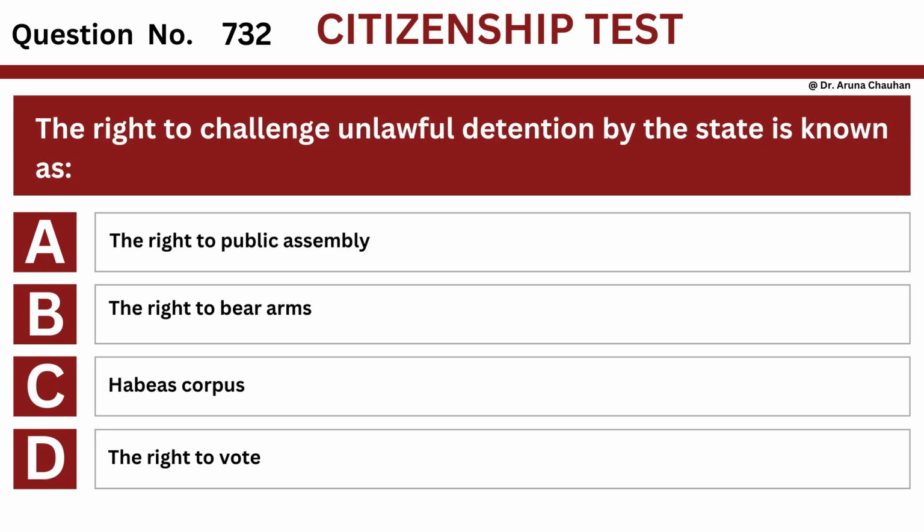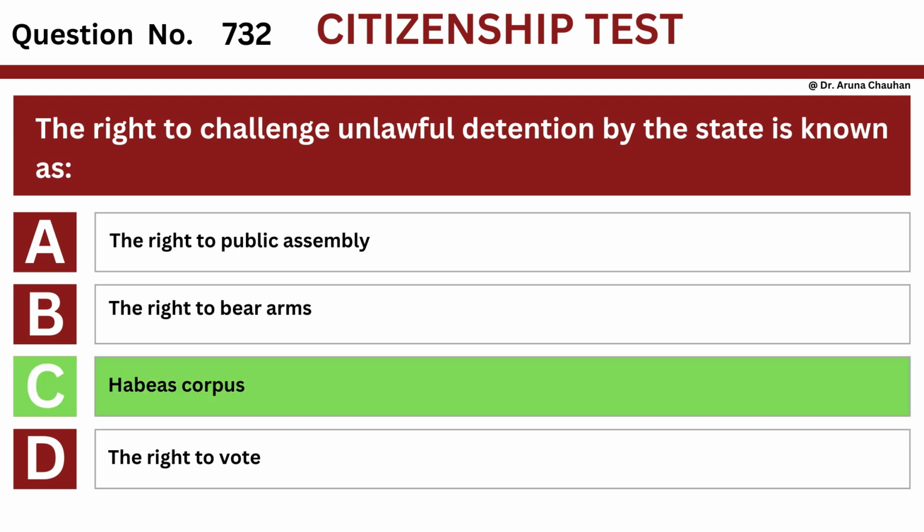Question number 732. Question: The right to challenge unlawful detention by the state is known as option A, the right to public assembly. Option B, the right to bear arms. Option C, habeas corpus. Option D, the right to vote.